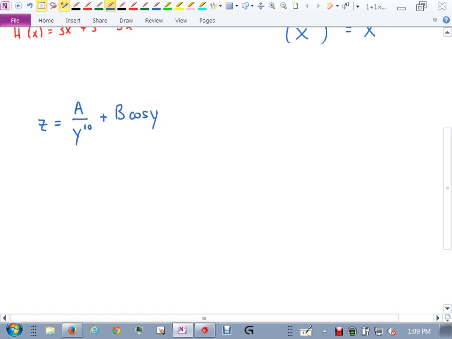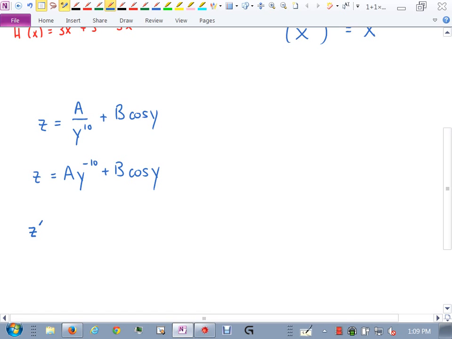So I'm going to use power rule, but I cannot use the power rule on y to the 10th until I do what first? Bring it up, right? Bring it to the top. So this is going to be, the a stays there, y to the negative 10 plus b cosine y. Now I have two terms, right? Addition between them. So when we take derivative of two terms, we just do derivative of each one.